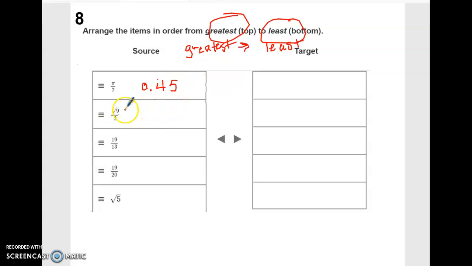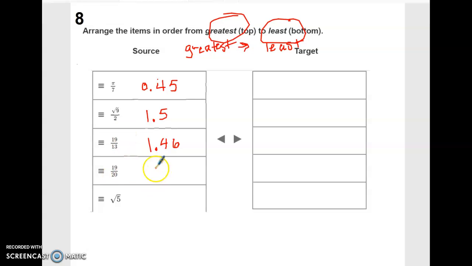This next one, I have the square root of 9, which is actually just 3 over 2. So I could put 3 divided by 2 in my calculator. If you didn't know that, you could put the square root of 9 into your calculators. You could put this whole thing just the way it is. I get 1.5. Next one, I have 19 divided by 13. I get 1.461. So I'm going to just round that to 1.46. 19 divided by 20.